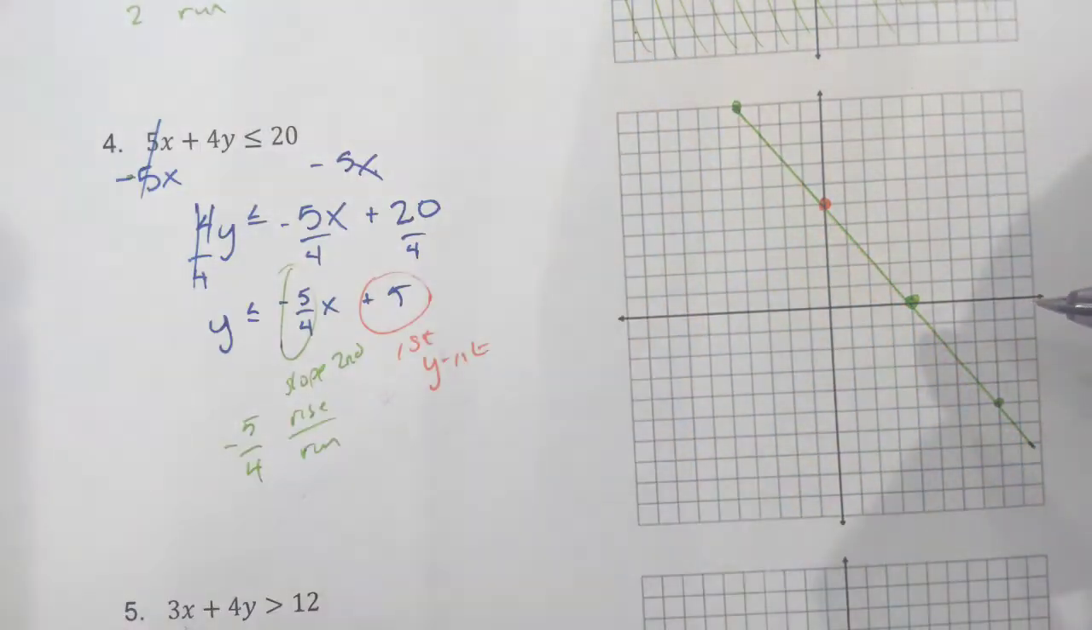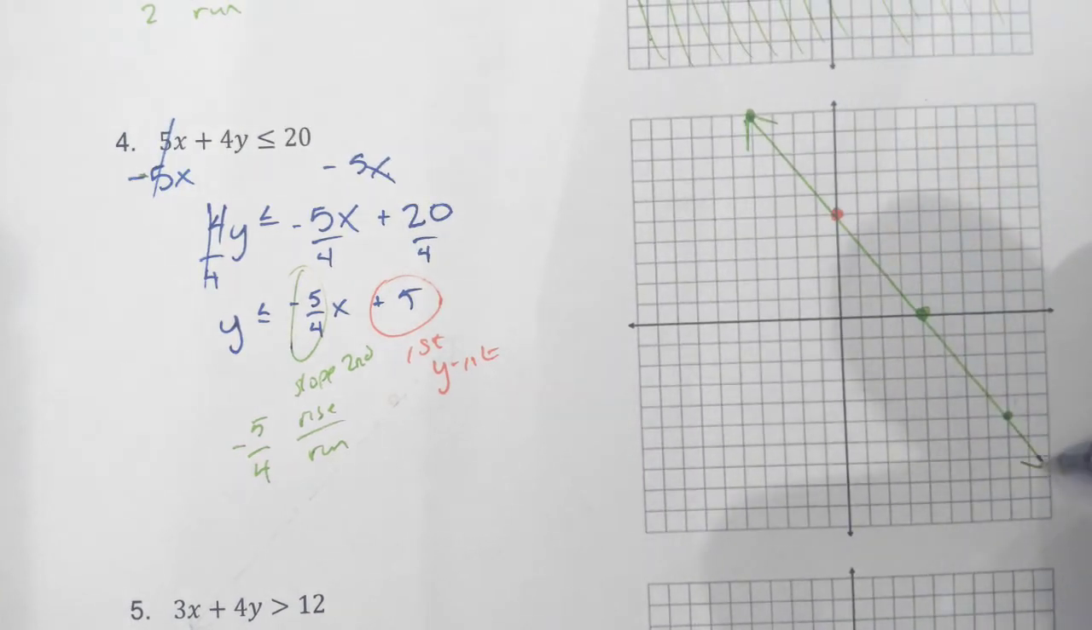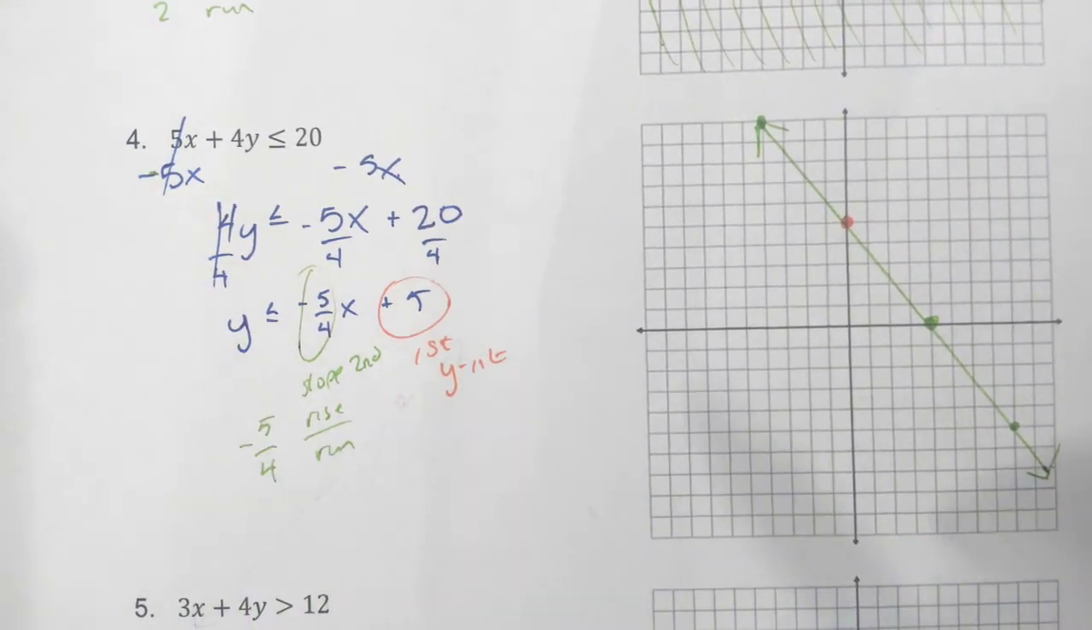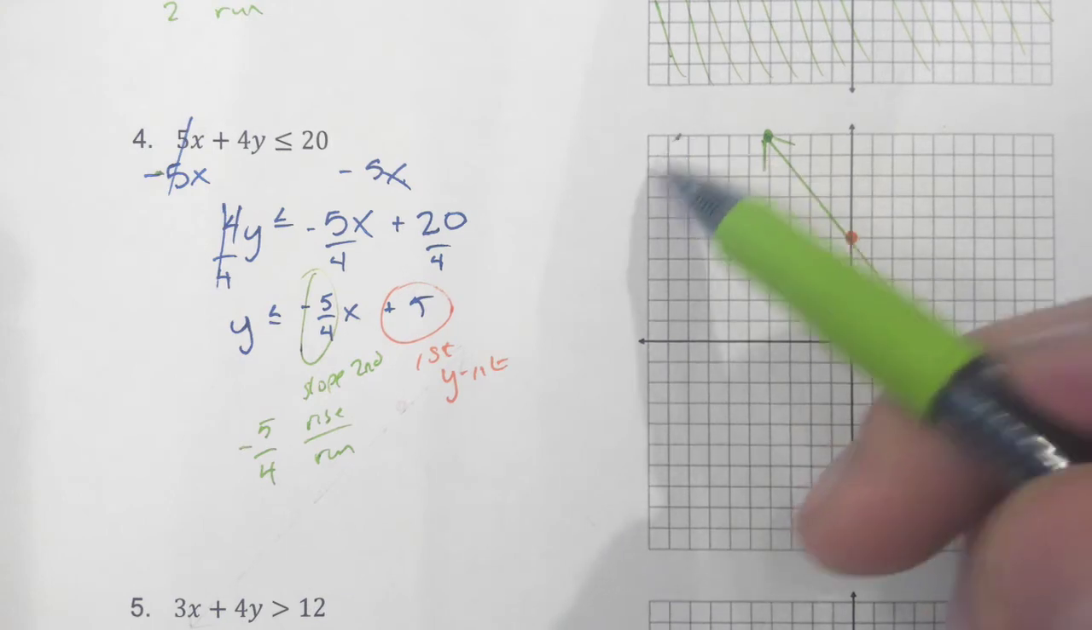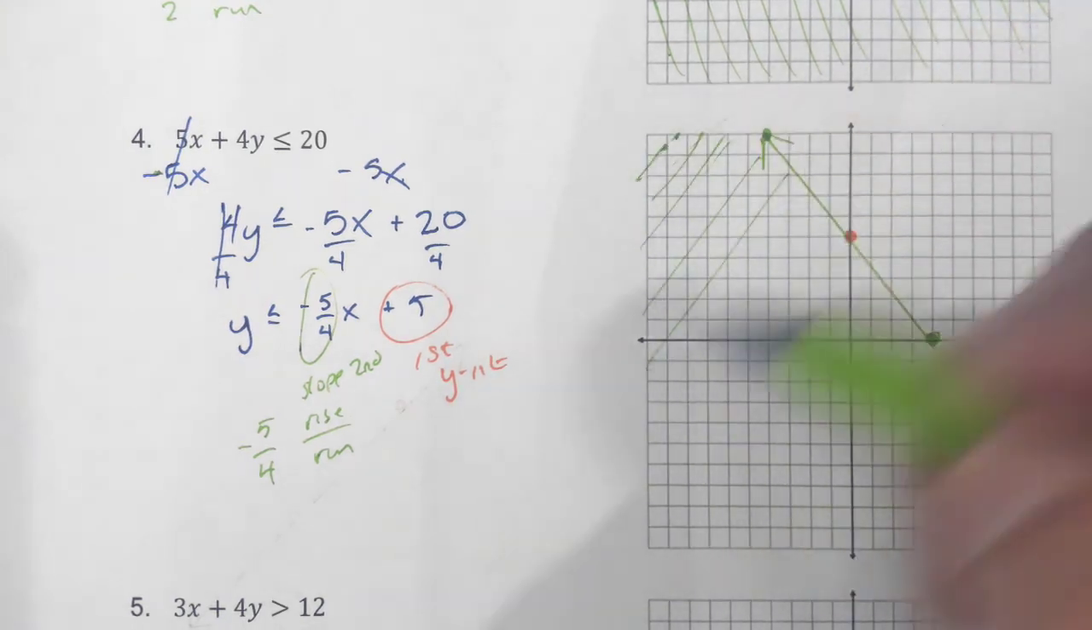Dashed line. And arrowheads. And then look at your symbol, less than. Again, underneath the line. Underneath the line would be over in this region, under it.